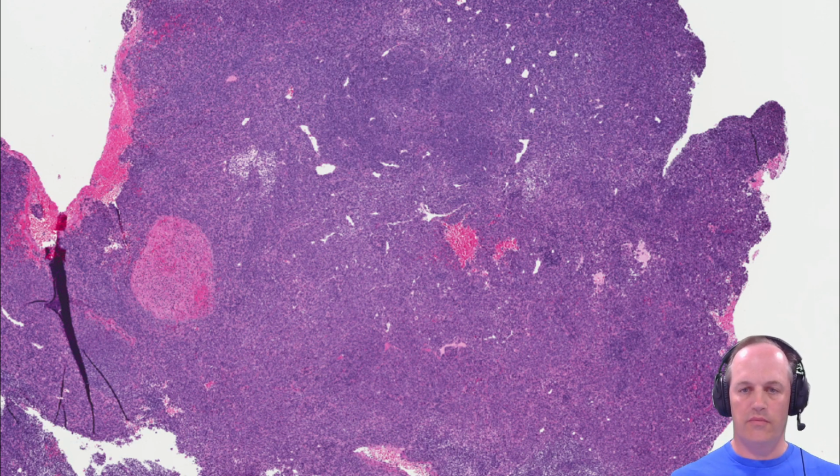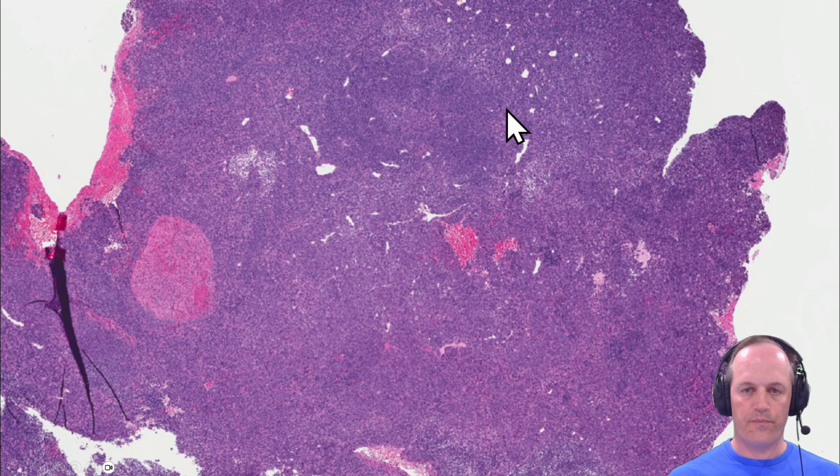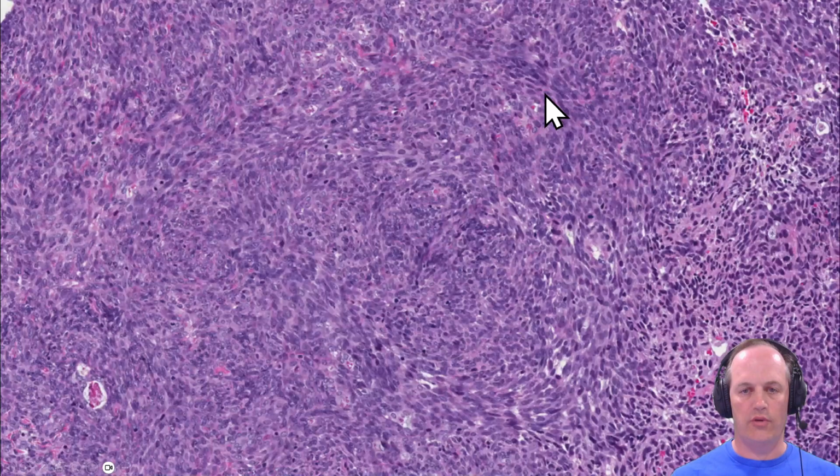So here's a poorly differentiated example. And you can see low power, looks like a sea of blue. But I should point out here at low power, you can see some of these open, dilated vascular spaces. We call these staghorn hemangiopericytoma-like vessels. That's really characteristic of synovial sarcoma, so that's a good thing to look for at low power.